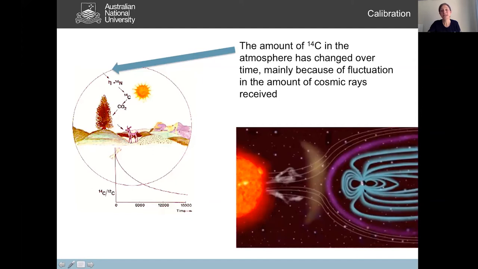And another major change is because the Earth's magnetic field strengthens and weakens over time. And cosmic rays are magnetic. So if you're changing the magnetic field of the Earth, then you will change how many cosmic rays can actually enter the atmosphere.